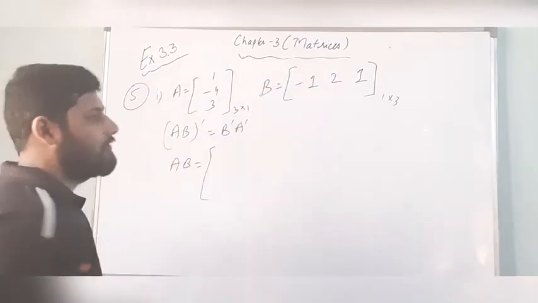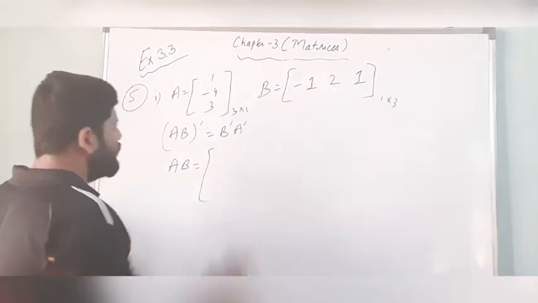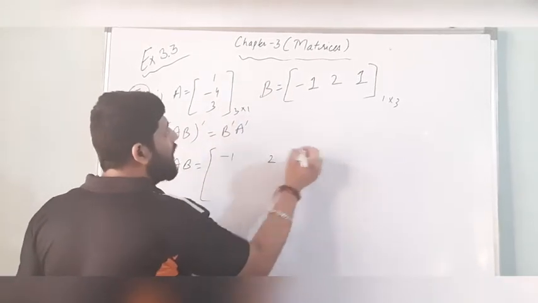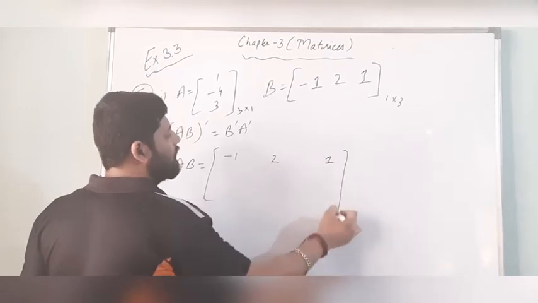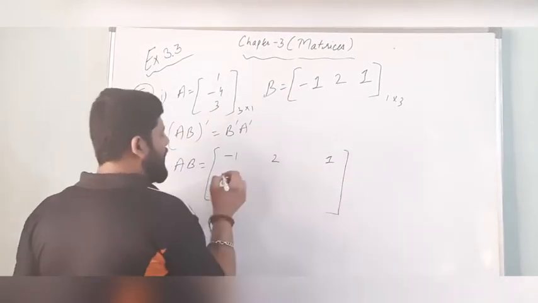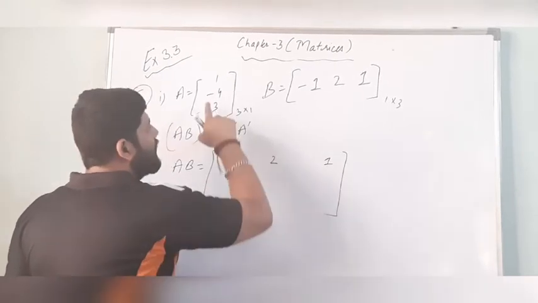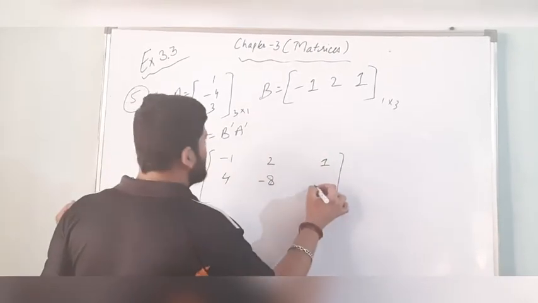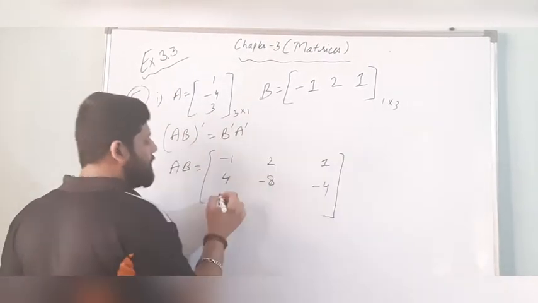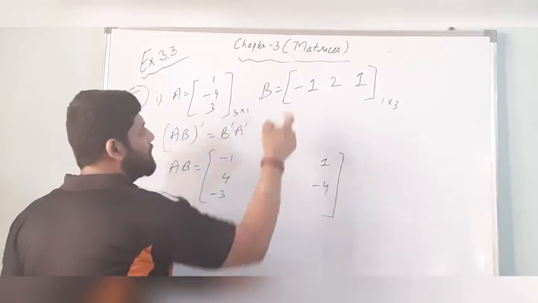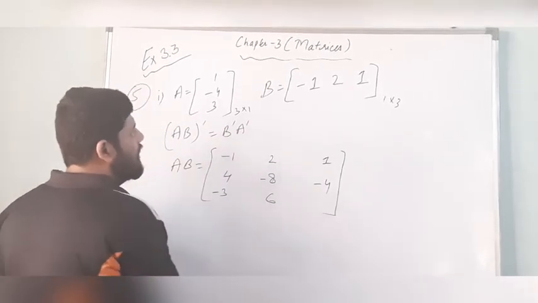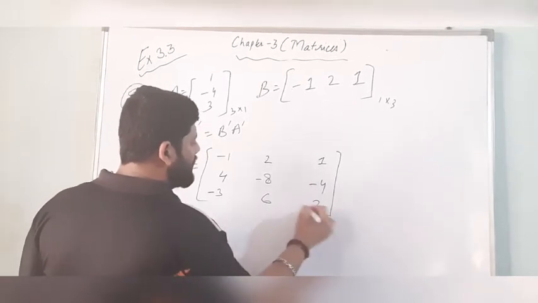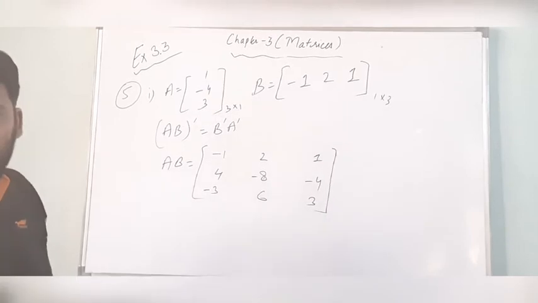row with each of the column. So 1 into -1 is -1, 1 into 2 is 2, and 1 into 1 is 1. Good. -4 into -1 is +4, -4 into 2 is -8, and -4 into 1 is -4. 3 multiplied by -1 is -3, 3 multiplied by 2 is 6, and 3 multiplied by 1 is 3. So this is AB matrix.